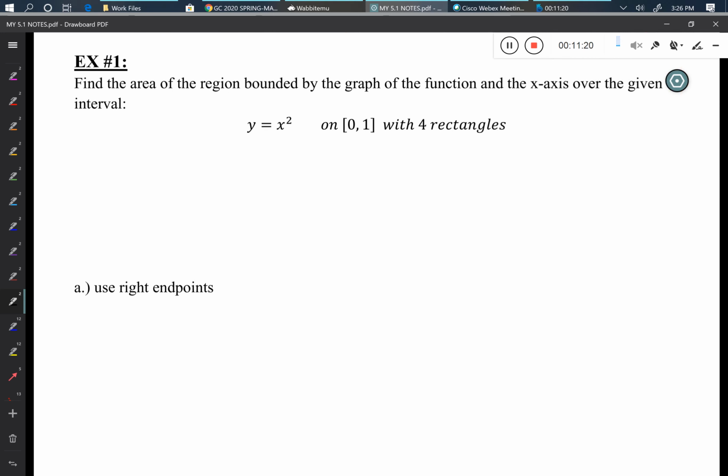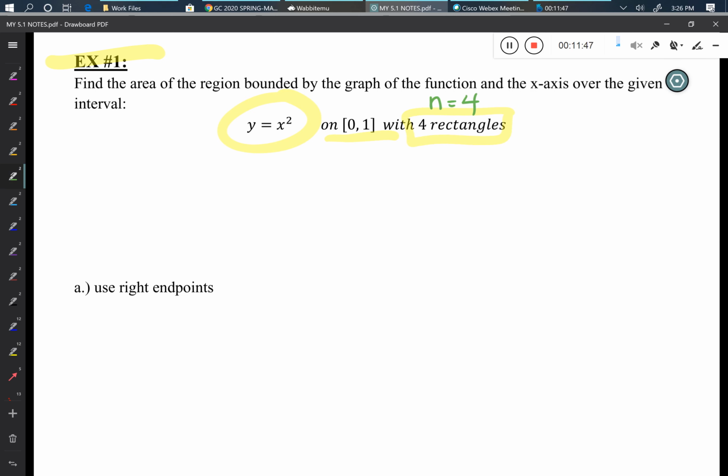So our job is to find the area. This is example number 1 that I'm working on. My job is to find the area of the region bounded by the graph of the function, and in this case our function is y equals x squared, the x-axis, and over the interval 0 to 1. And notice this right here, what does this tell me? To use 4 rectangles, or if I put it into the language of Riemann summation, n is equal to 4.